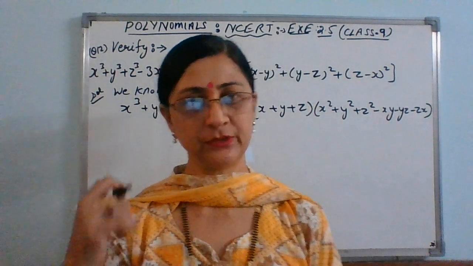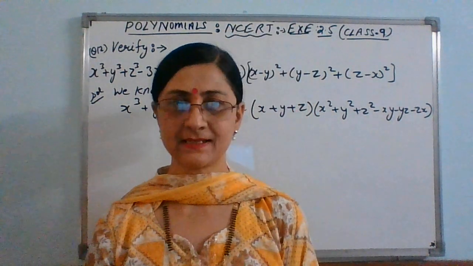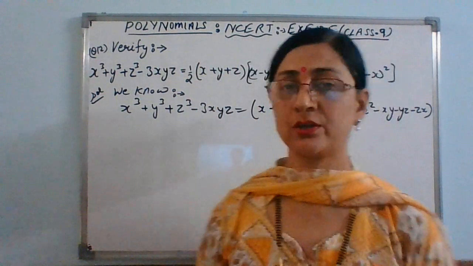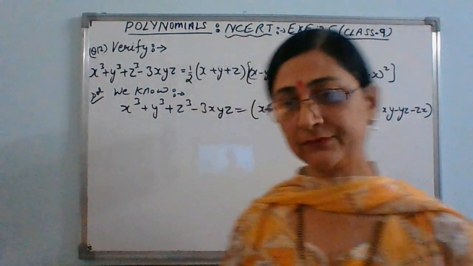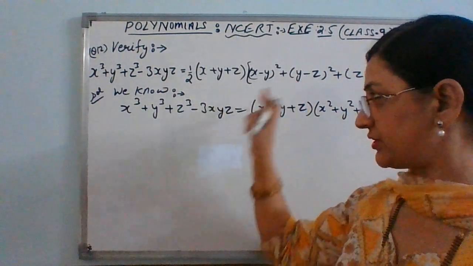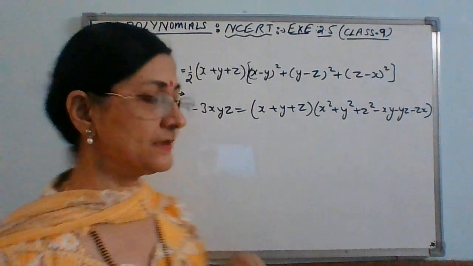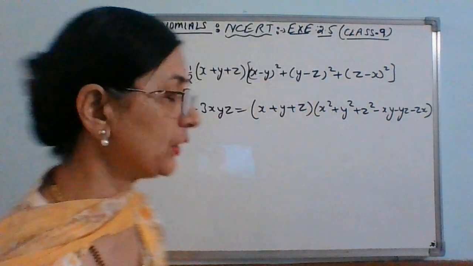So I'm here with the Polynomials Class 9 Exercise 2.5 question number 12, right? This is a question of verifying, proving. We have to prove that LHS equals RHS. We know this identity. I have already explained identities in one of my videos of polynomials.